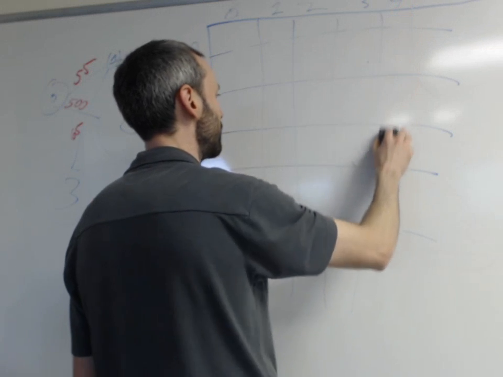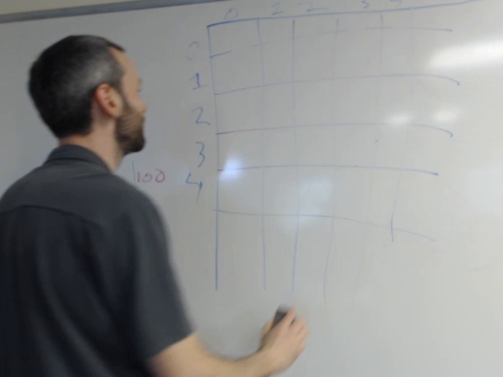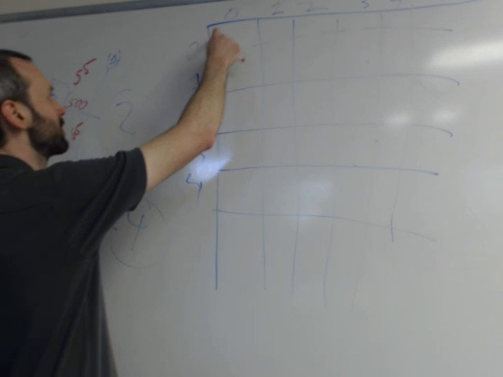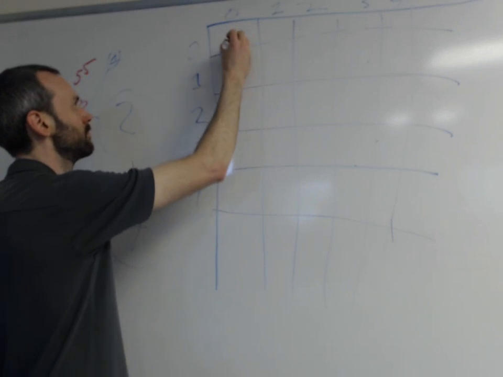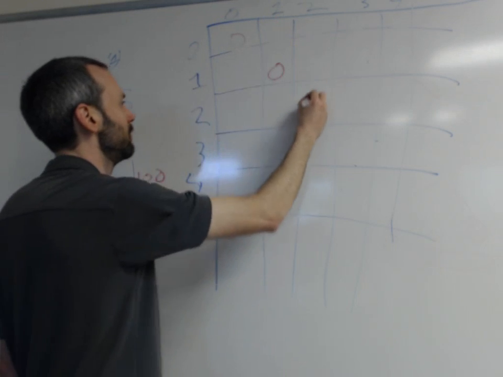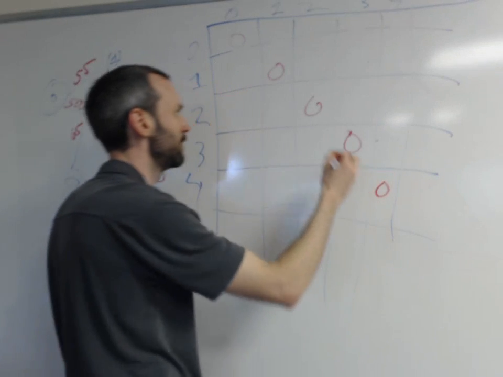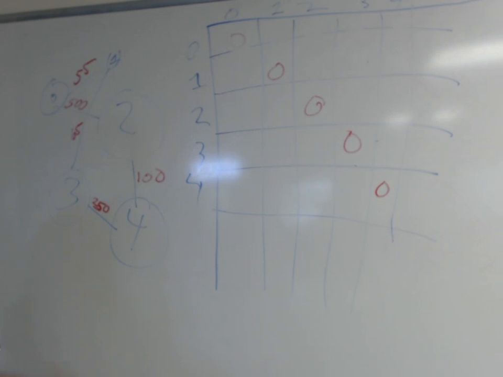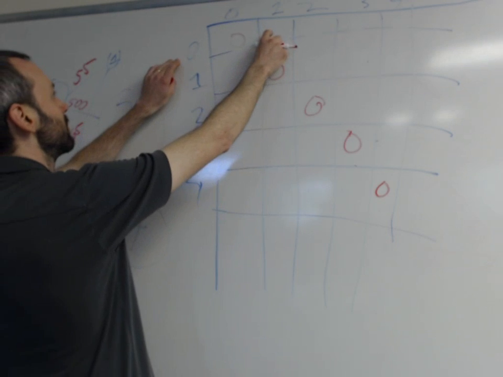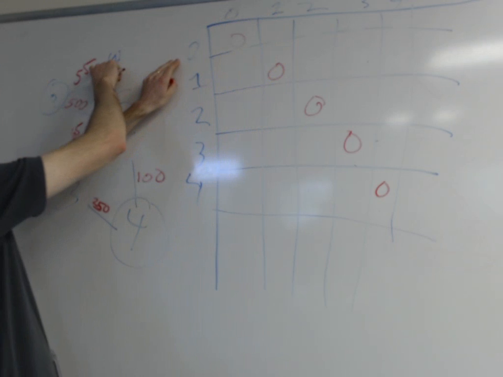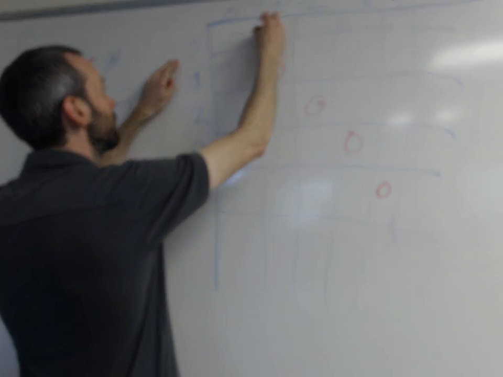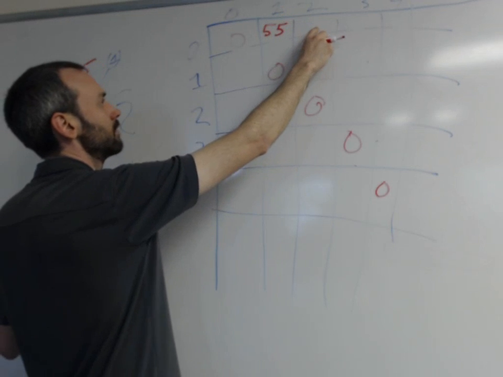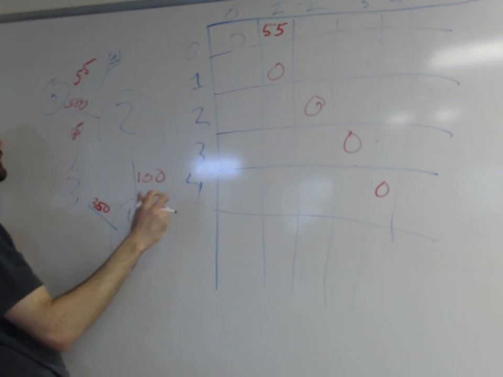So now, the easy way to think of it is how much time does it take to go from one place to another? So you're at 0, how much time does it take to go to 0? 0. So you actually have zeros along the diagonal, because if you're already there, it takes 0 minutes to get there. All right, so 0 to 1 is how many minutes? 55. 0 to 2? 500.